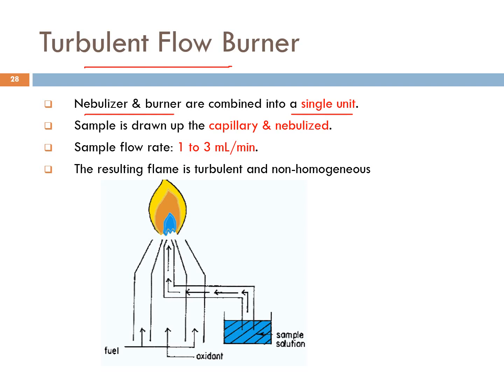So kat sini, from your sample solution, dia akan go through the small capillary tube and be introduced to the flame in a fine spray, and at the same time the oxidant and the fuel juga akan go to the flame lah. So sample, oxidant and fuel akan pergi serentak. Sebab tu dia kata nebulizer untuk form fine spray dengan burner ni are combined into a single unit. So the resulting flame is turbulent and non-homogeneous. Nanti saya akan bagi YouTube and you boleh tengoklah kalau turbulent flow burner ni macam mana dia tak homogeneous.